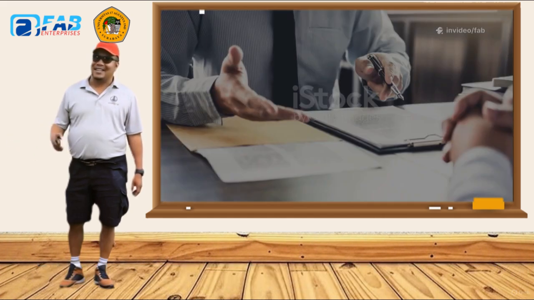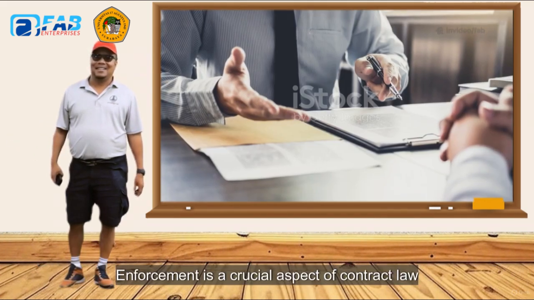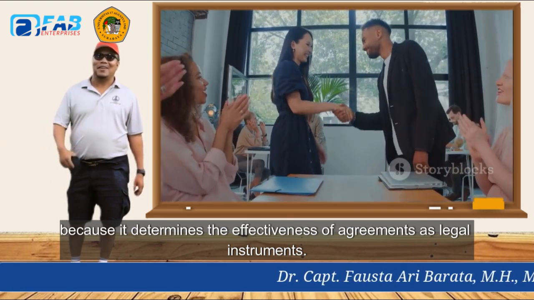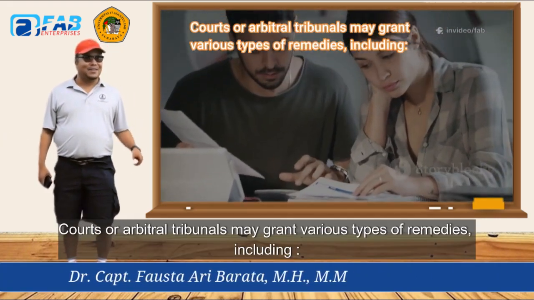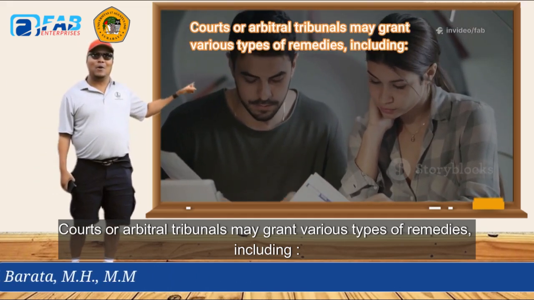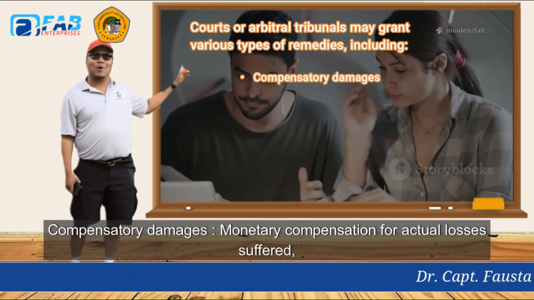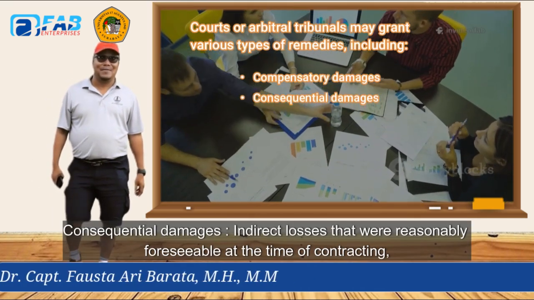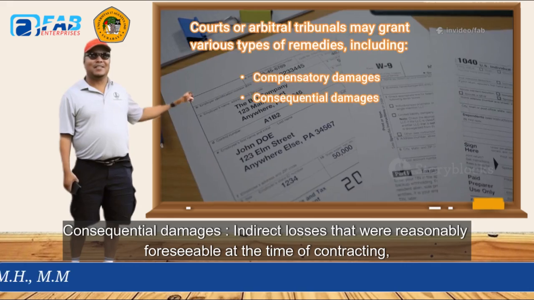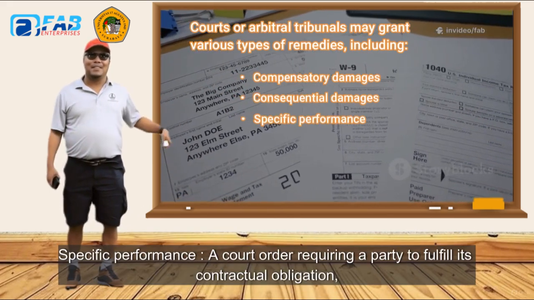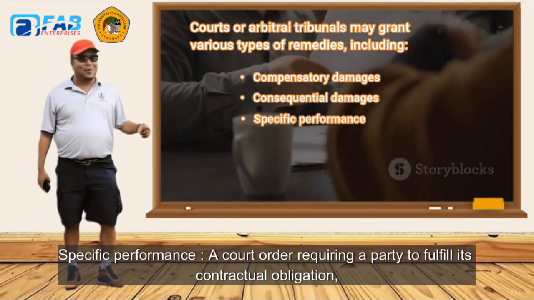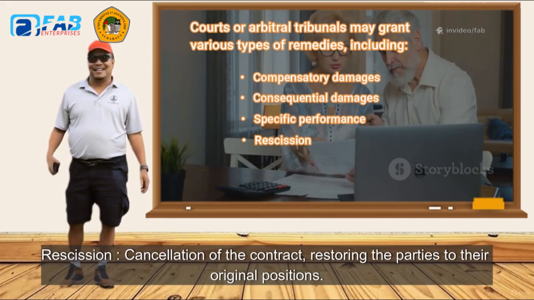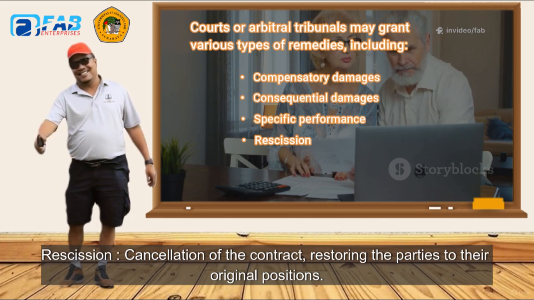Contract enforcement. Enforcement is a crucial aspect of contract law because it determines the effectiveness of agreements as legal instruments. Courts or arbitral tribunals may grant various types of remedies, including compensatory damages, monetary compensation for actual losses suffered; consequential damages, indirect losses that were reasonably foreseeable at the time of contracting; specific performance, a court order requiring a party to fulfill its contractual obligation; and rescission, cancellation of the contract, restoring the parties to their original positions.